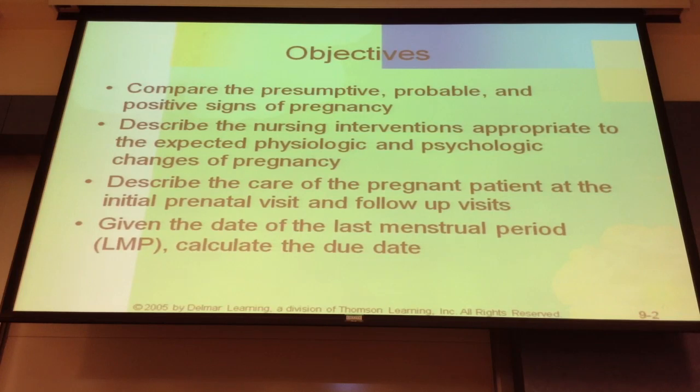There's another one, prenatal. Natal, again, having to do with childbearing. So pre is before childbearing. So prenatal is going to be before she has the baby. Postnatal will be after the baby. And her follow-up visits. And given the date of her last menstrual period, abbreviated LMP, you're going to calculate the due date.